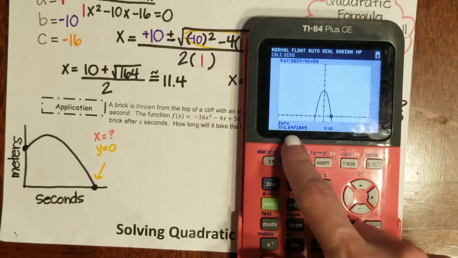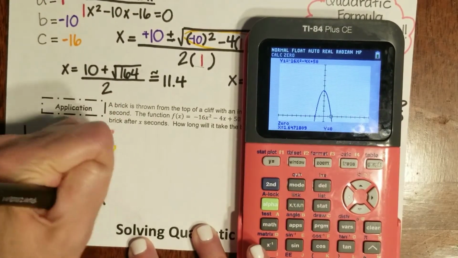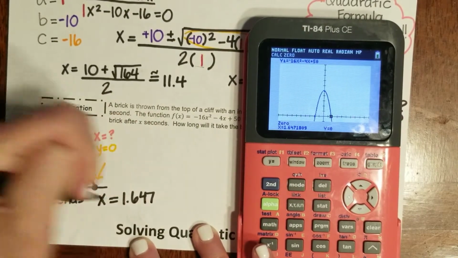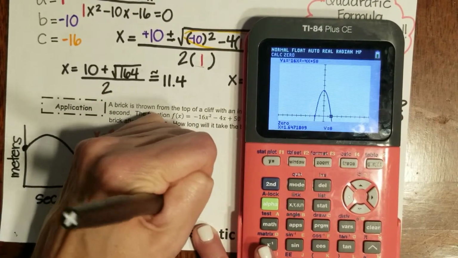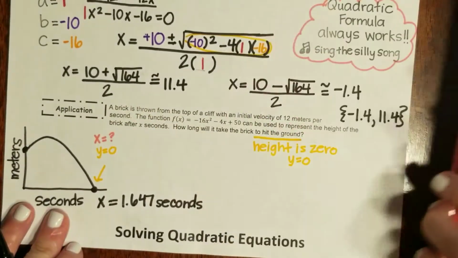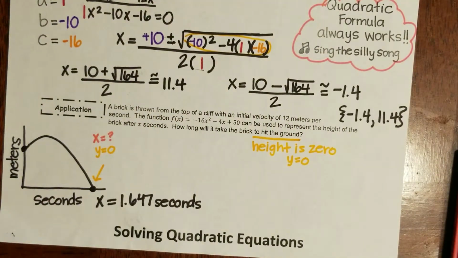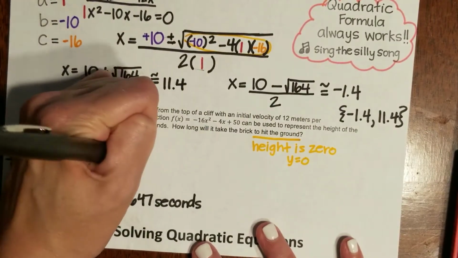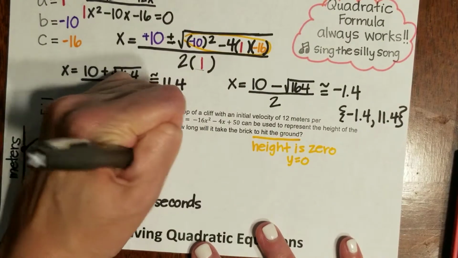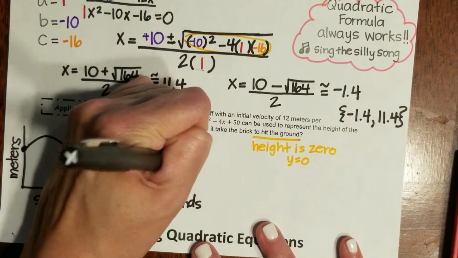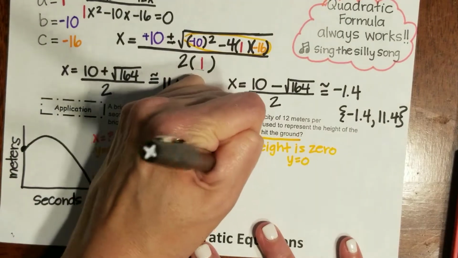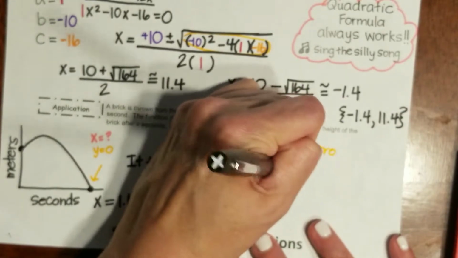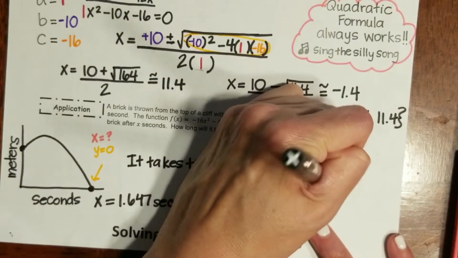And it is telling me that x is equal to, at that spot, 1.647 seconds. Okay, and it didn't tell me what place value to round, so I'm just going to round to the hundredths place. Okay, so it takes the brick 1.65 seconds to reach the ground.